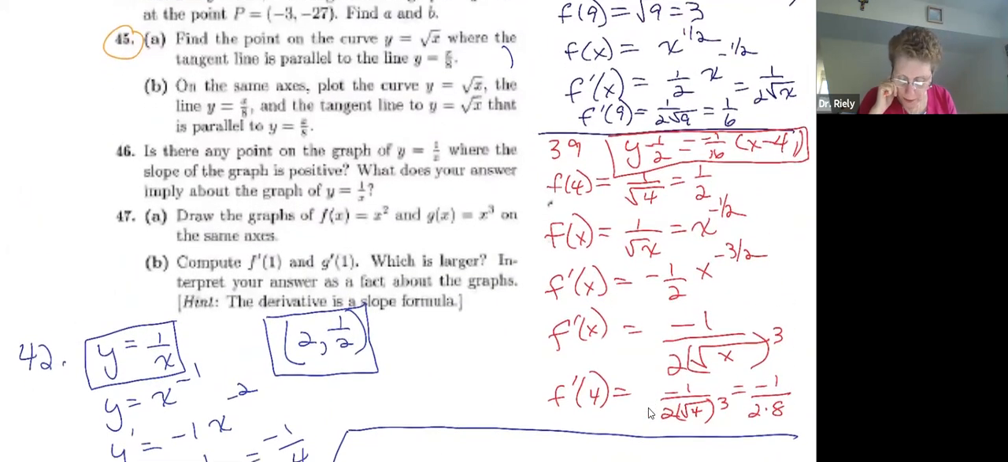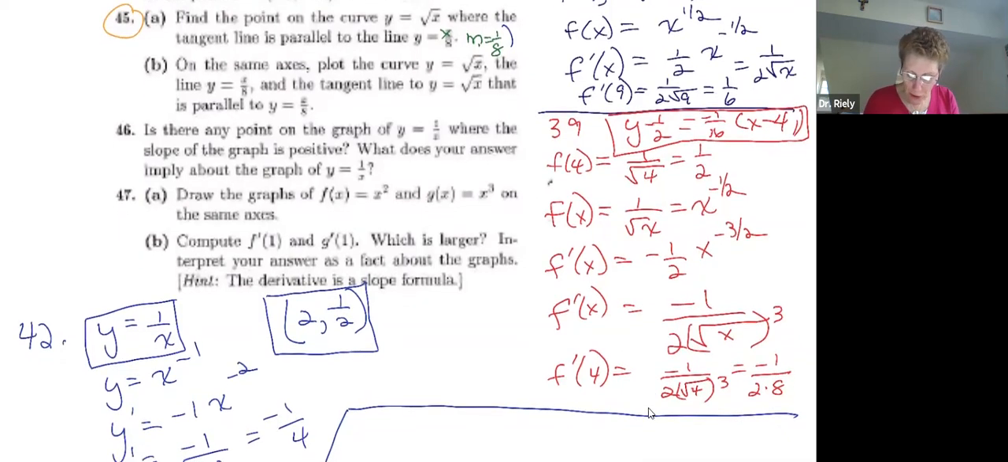So find the point on the curve of y equals radical x where the tangent line is parallel to the line y equals x over 8. Okay, don't let that throw you. What's your slope? Look at that. Your slope is going to be 1/8. Do you see that? 1/8. So find the point on the curve of y equals radical x where the tangent line is parallel to the line y equals x over 8, which you can also write 1/8 times x. So that slope is 1/8.